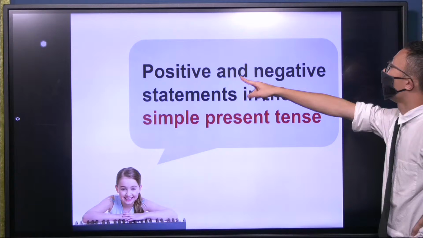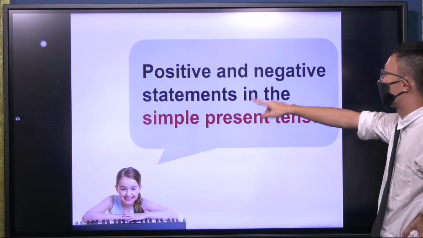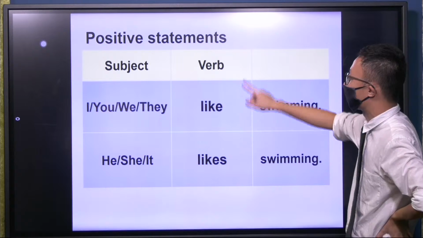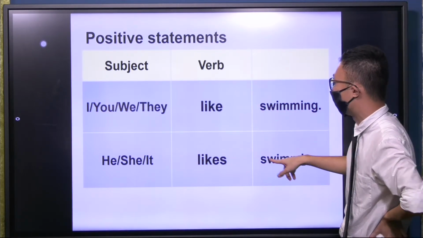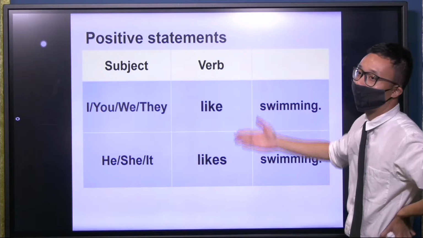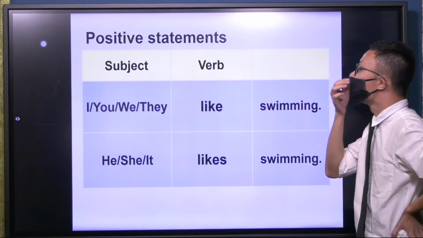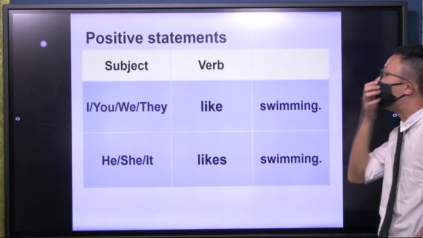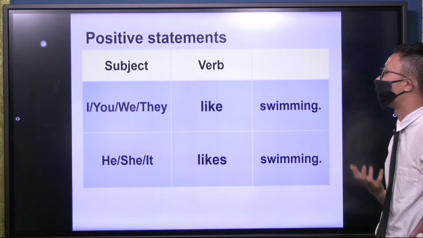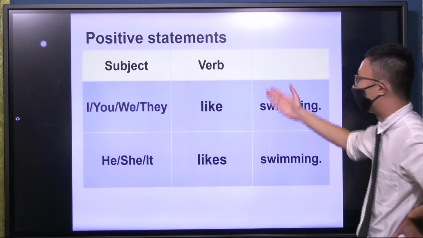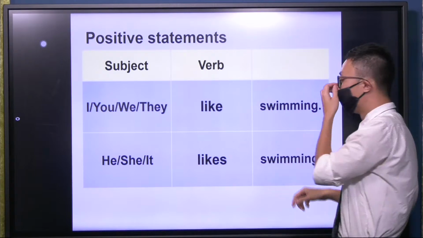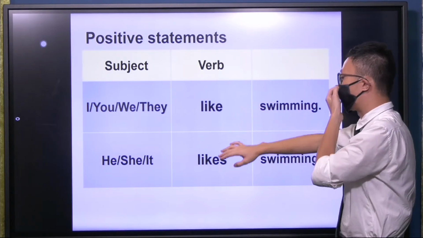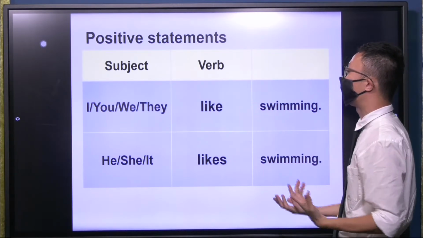Okay, so positive and negative statements in the simple present tense. The last one, she likes swimming. The last few sentences are all positive statements. Positive statement means 正面嘅, they are not negative. 不是否定式係啦.